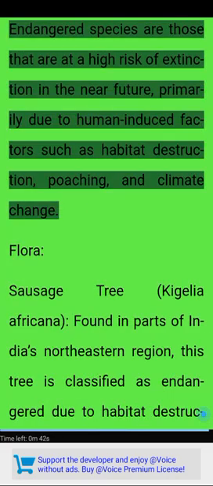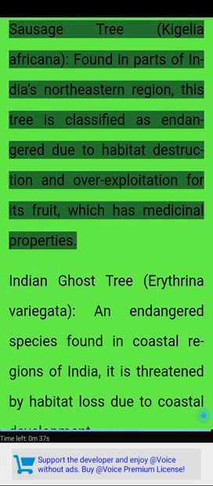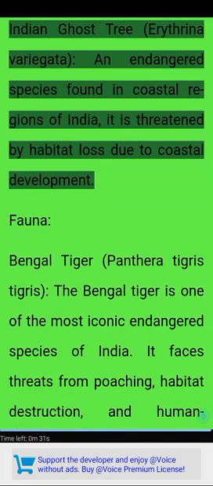Endangered flora and fauna of India. Endangered species are those that are at high risk of extinction in the near future, primarily due to human-induced factors such as habitat destruction, poaching, and climate change. Flora. Sausage tree, Kigelia africana, found in parts of India's northeastern region. This tree is classified as endangered due to habitat destruction and overexploitation for its fruit, which has medicinal properties. Indian coral tree, Erythrina variegata, an endangered species found in coastal regions of India. It is threatened by habitat loss due to coastal development.